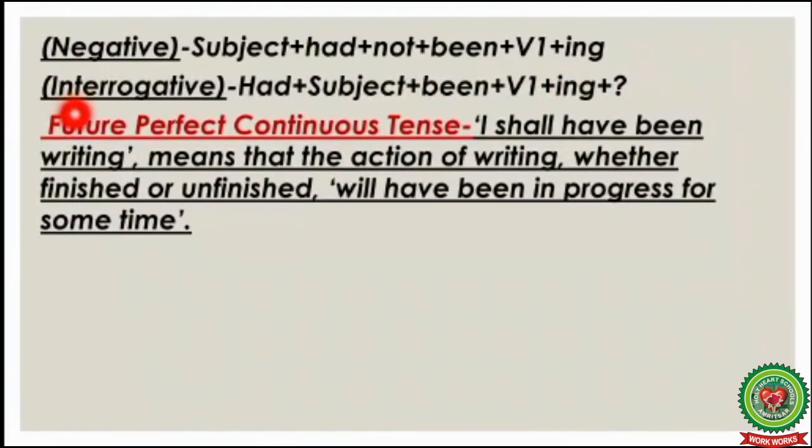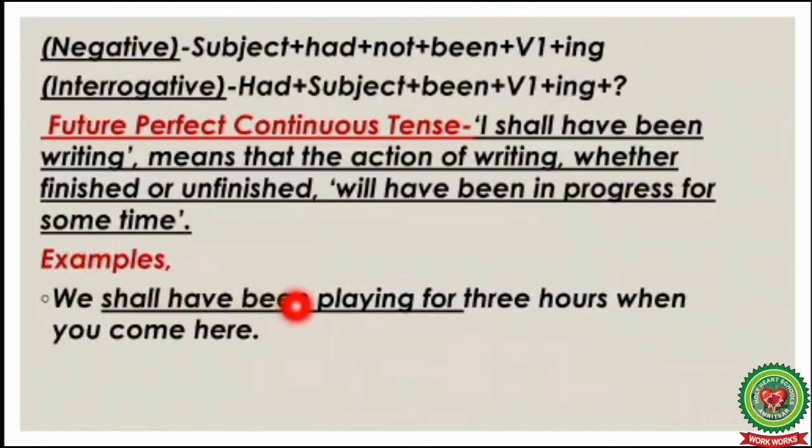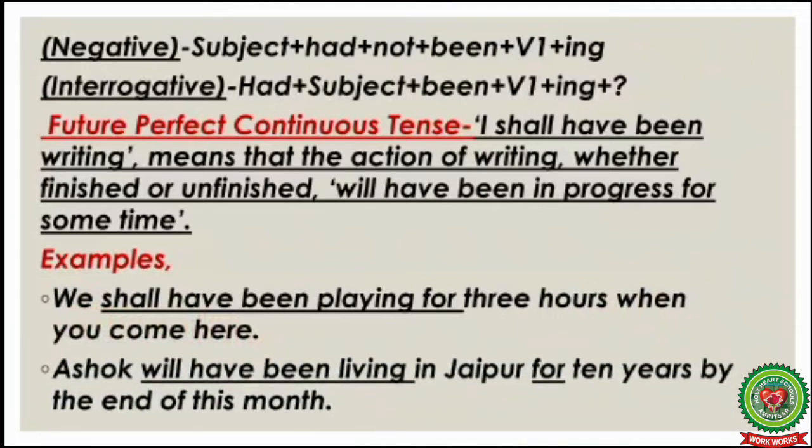Children, future perfect continuous tense. I shall have been writing means that the action of writing, whether finished or unfinished, will have been in progress for some time. Let's take some examples. We shall have been playing for 3 hours when you come here. Ashok will have been living in Jaipur for 10 years by the end of this month.